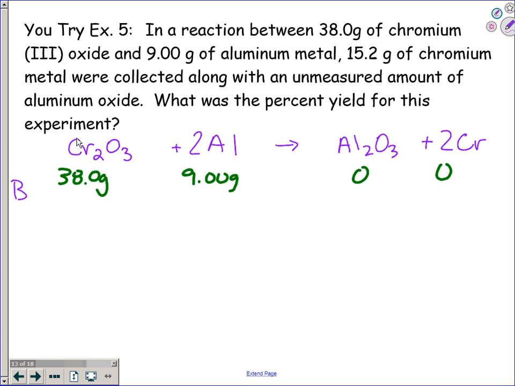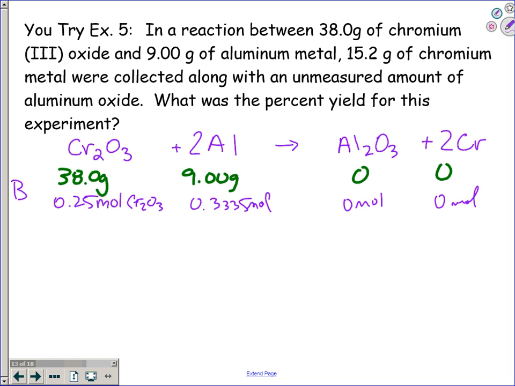That's 152 grams molar mass of chromium oxide. So that is 0.25 moles of chromium 3 oxide. Give me a thumbs up if that's what you got. And then molar mass of aluminum is 26.98. Convert that to moles, that'd be 0.3335. I'm extending that because I don't want to round too soon, as it can cause error later on. And I have 0 moles here and 0 moles here.